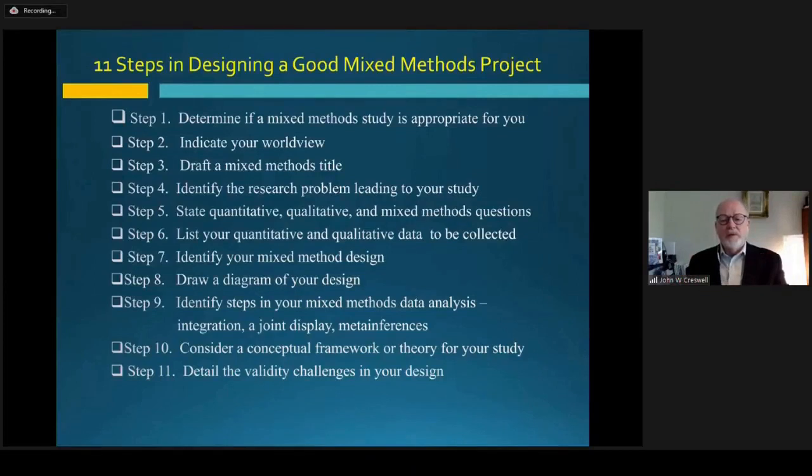Indicate your worldview. Draft a good mixed methods title. Identify the problem and what type of problem leads to a mixed methods project. I'll go through that. State quantitative, qualitative, and mixed methods questions. List your two databases to be collected. Identify your design. Draw a picture or a diagram of your design. Identify steps in your mixed methods data analysis, integration, joint display, and meta inferences.